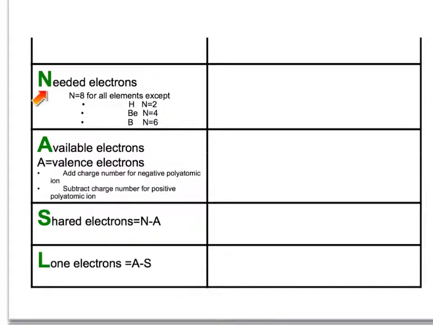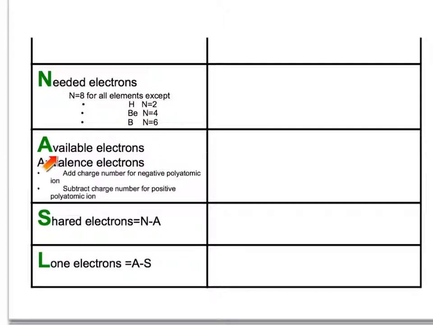The N for NAS stands for needed electrons, which is obtained by adding all valence electrons once each element has reached the noble gas configuration, which means having 8 electrons for all elements except hydrogen, which is satisfied with only 2, beryllium satisfied with 4, and boron satisfied with 6.